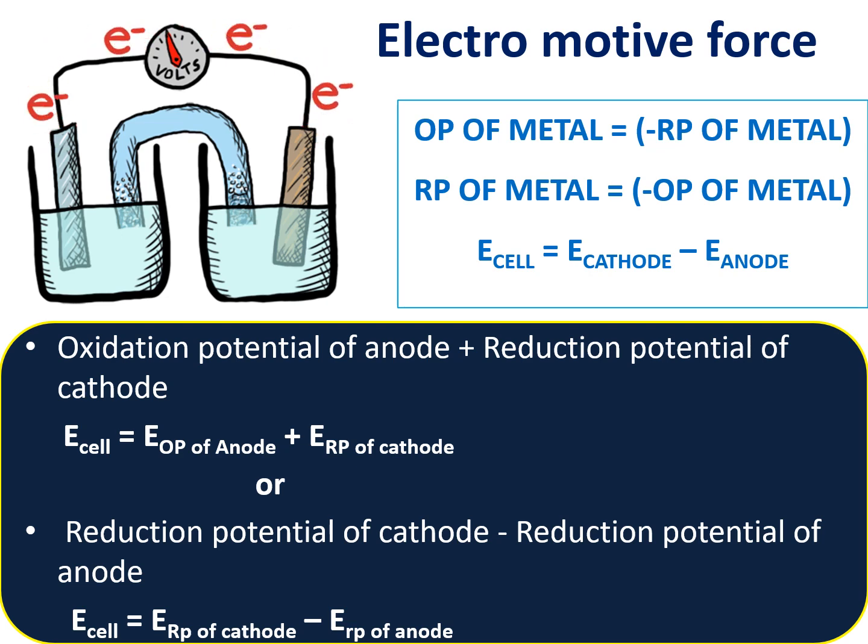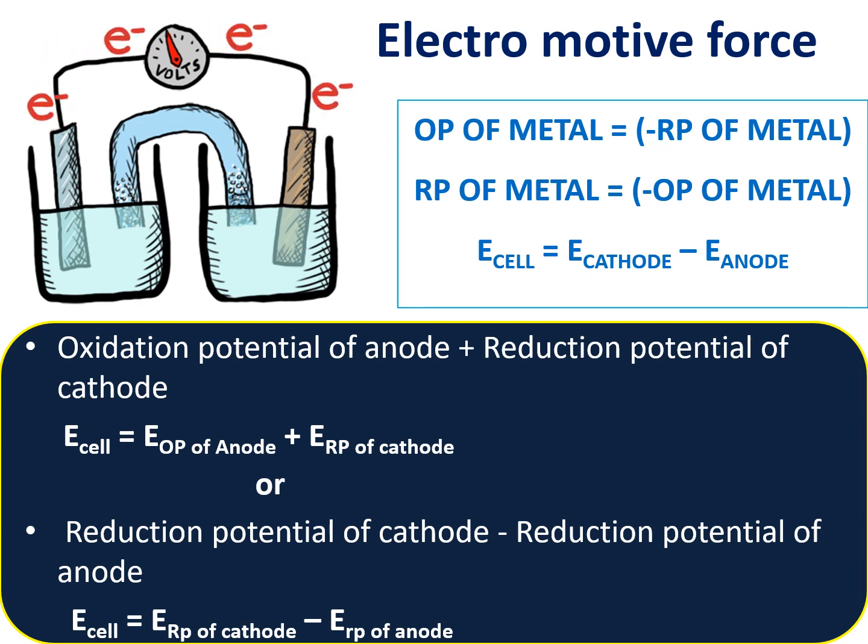So we can write the definition as per our statements: oxidation potential of anode plus reduction potential of cathode. Electromotive force of the cell is equal to E oxidation of anode plus E reduction of cathode. Okay. So now we just replace the oxidation potential of the anode with a reduction potential.